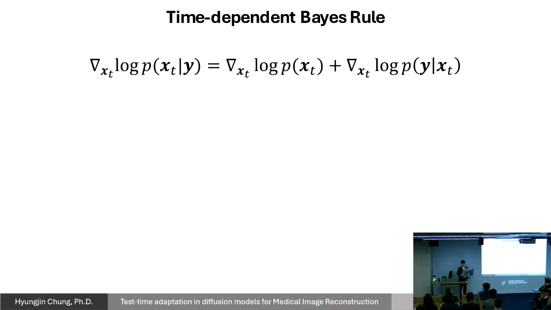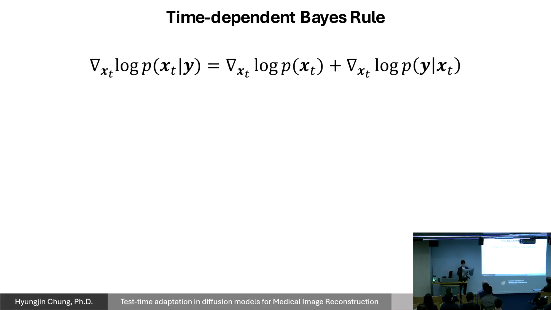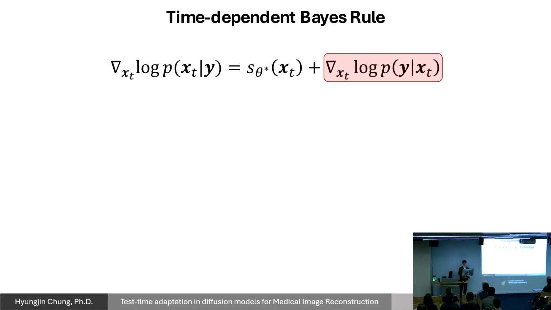Before I delve into how we use this to adapt diffusion models to OOD problems, I'm just going to do a brief background on how you generally use these diffusion models for solving inverse problems. In order to achieve the conditional score function, you have this Bayes rule, and we can swap the score function of the prior with the pre-trained diffusion model, but the problem is with this time-conditional likelihood function.